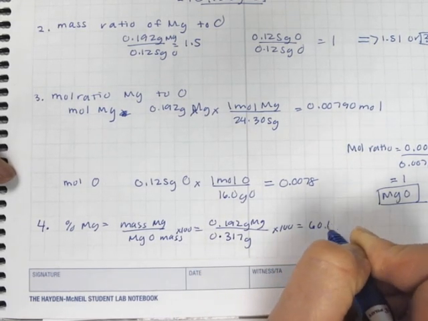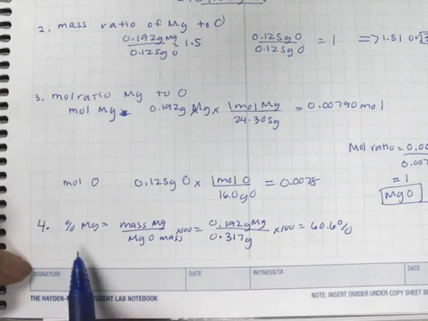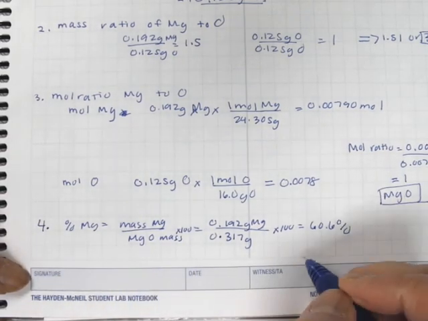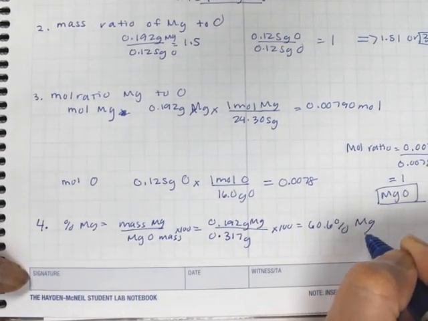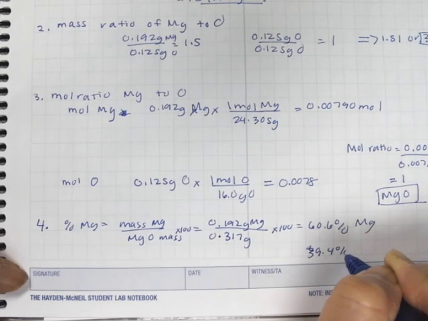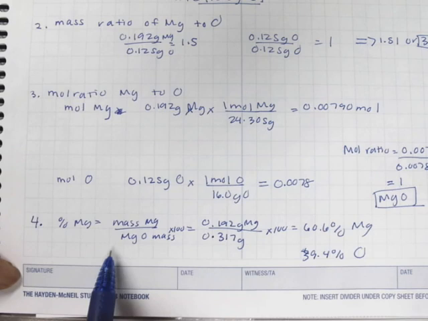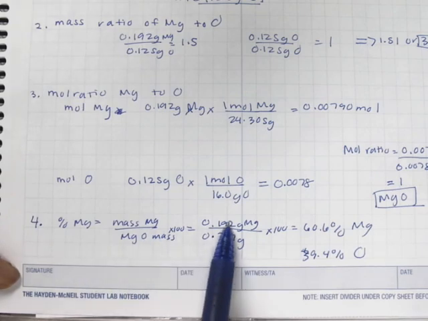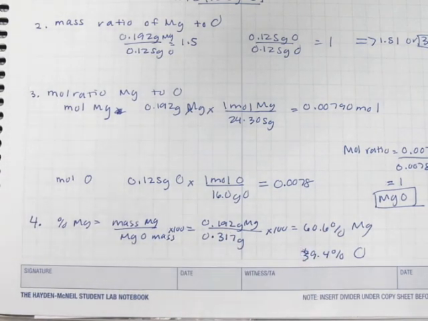And that'll be 60.6%. And you'll see when you do the same calculation for oxygen, this is for magnesium, oxygen is 39.4% oxygen. And again, you have 3 significant figures here. There's 3 significant figures in the answer.